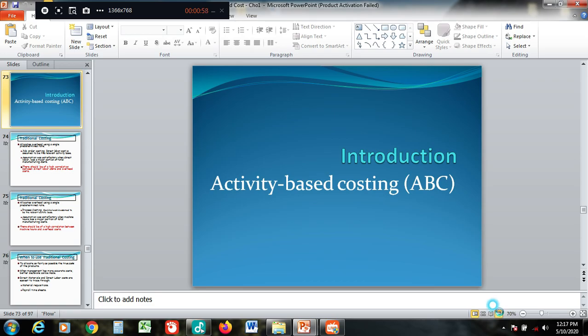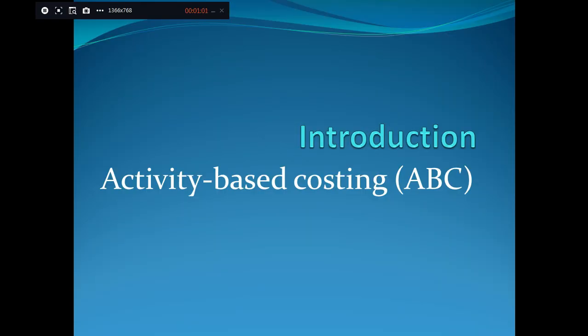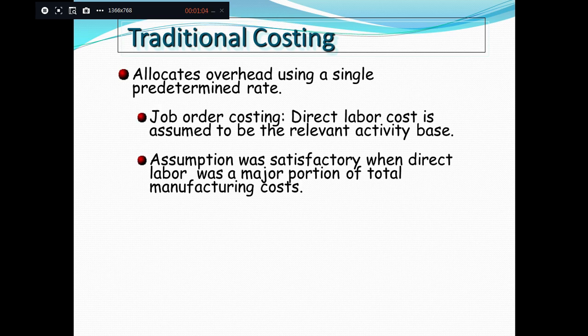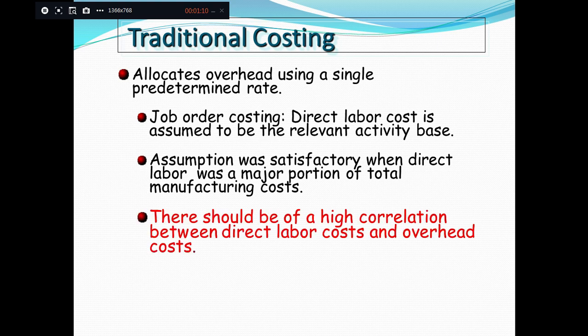So the basic difference between the activity based costing and the traditional costing method is that activity based costing allocates cost to the activity based on the activity in which the cost was incurred, whereas in the traditional costing we use a single predetermined rate to allocate the cost. That's the basic difference between the traditional and activity based costing. So in the traditional costing we allocate cost to the cost object using only a single predetermined rate, whereas in the activity based costing we allocate the cost based on the activity in which the cost was consumed. So there is a big difference between the activity-based costing and the traditional costing method.